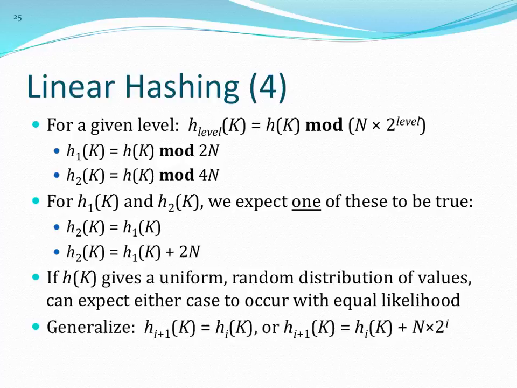So this would be the generalization. h of level i plus 1 of k is either going to be the current level's hash value as well, or it's going to be the current hash function's value plus n times 2 to the i, the current level number of buckets that we're considering.